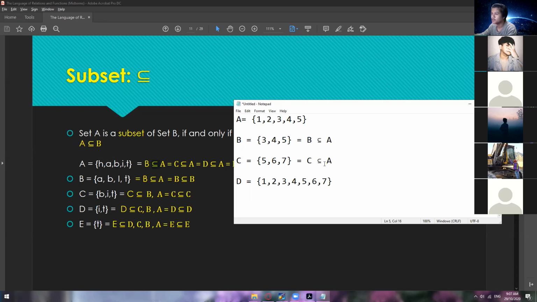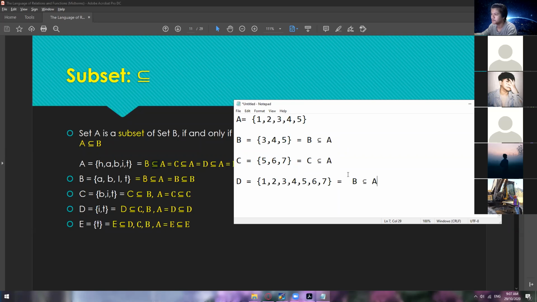How about this one? C is a subset of A. False, sir. So this one is false, because we cannot find the elements 6 and 7 on our set A. So again, your hint is all of the elements on the left side should be found on the right side. Okay, wherein in here we can only find the element 5, but we cannot find the 6 and 7 on this set.